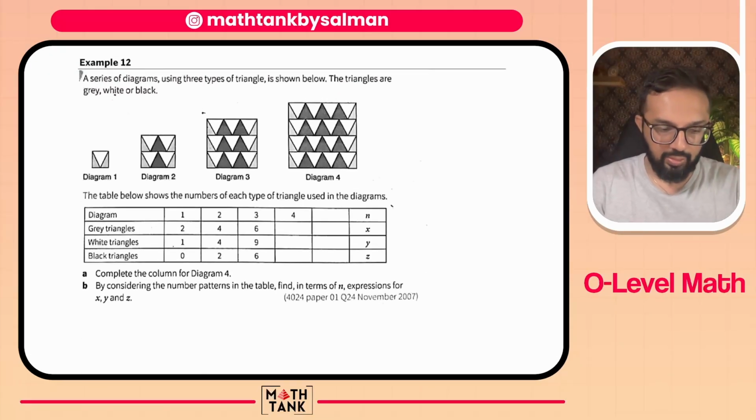This is series of diagrams using three types of triangles shown. The triangles are gray, white, or black. Let's see how many. What the question is saying, complete the diagram for diagram N. This is a paper one question, so I'm not allowed to use a calculator. Okay, so I'm just going to count. So that's the 4, 4, 4, 4, that's 16.